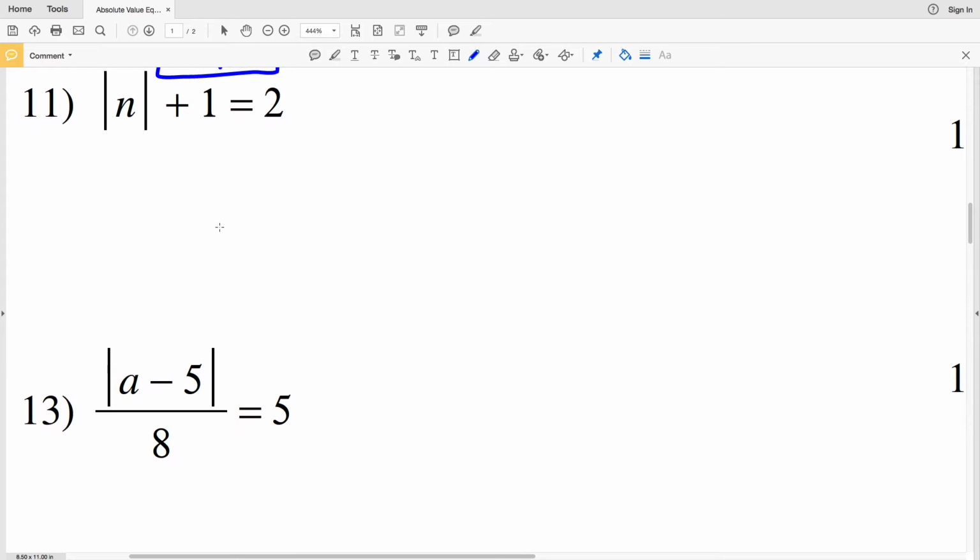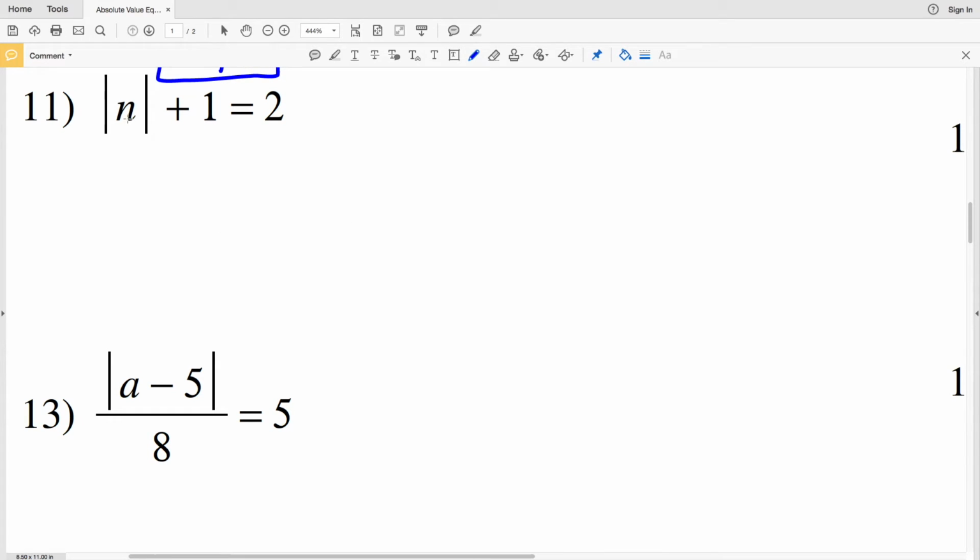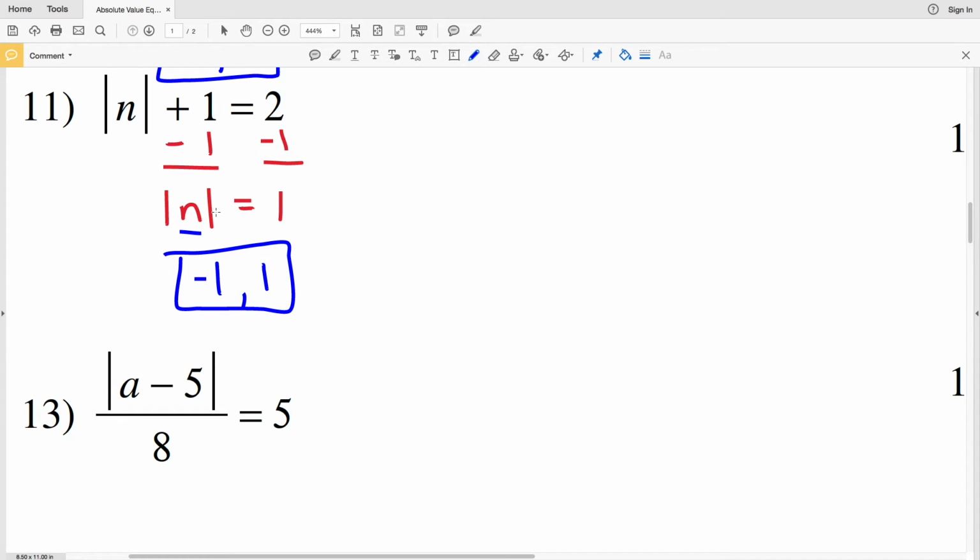In number 11, we have the absolute value of n plus 1 equals 2. Adding 1 occurs outside of the absolute value, so we're going to need to subtract 1 from both sides. That's going to leave us with the absolute value of n equal to a positive 1. And since the absolute value of n equals a positive 1, n can either be negative 1 or positive 1 for number 11.